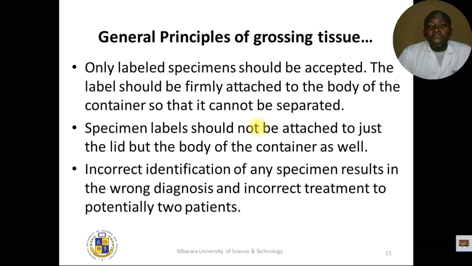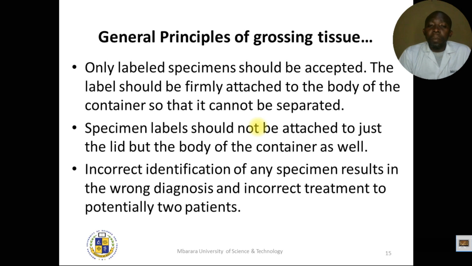So only labeled specimens should be accepted. The label should be firmly attached to the body of the container so that it cannot be separated. So before you continue with grossing, you need actually to compare. You look at the request form that you have, which is accompanying the container, and make sure whichever detail is on the container is actually matching with what is on the form, to ensure that you are actually having the specimen for the right person.